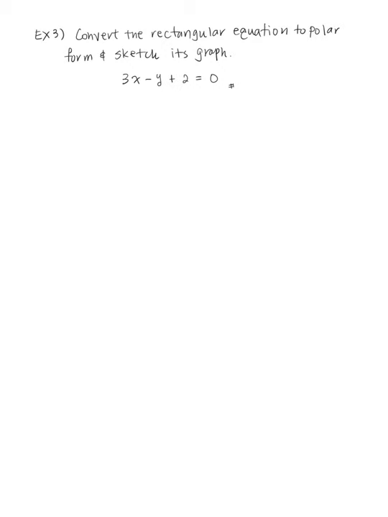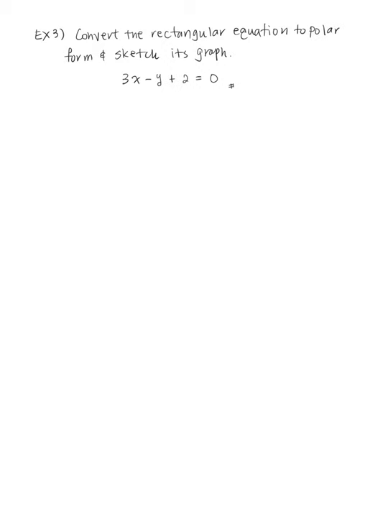So now what we're going to do is convert the rectangular equation to polar form and vice versa. So let's take a look at example 3. The question says, convert the rectangular equation to polar form and sketch its graph. The equation is given by 3x minus y plus 2 equals 0.